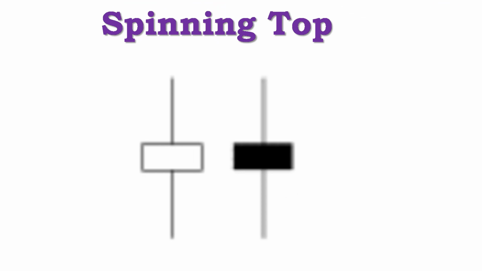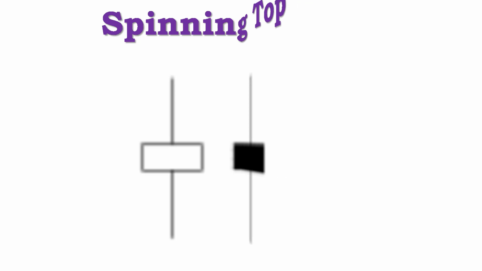Next candlestick pattern, short body, short day. A short day represents a small price move from open to close, where the length of the candle body is short. Next candlestick pattern, spinning top. Candlestick lines that have small bodies with upper and lower shadows that exceed the length of the body. Spinning tops signal indecision.